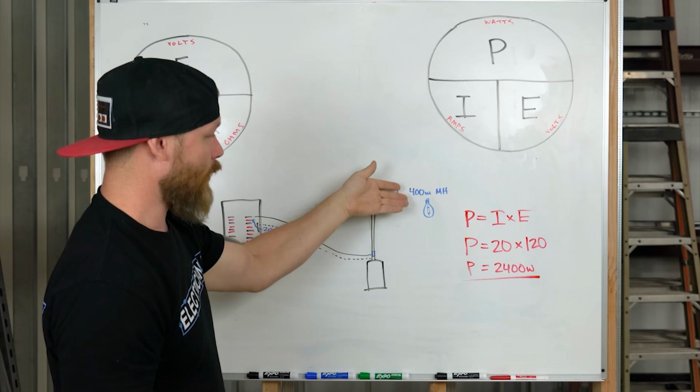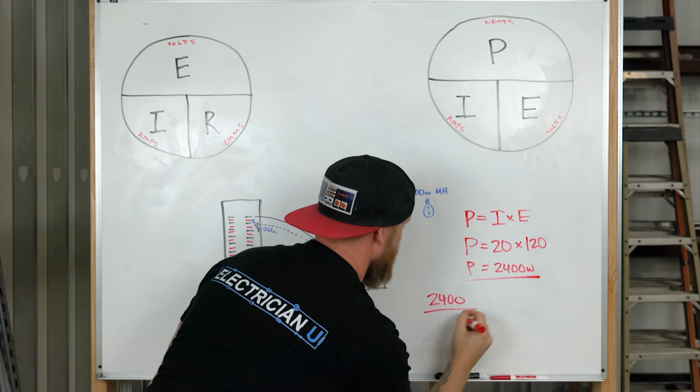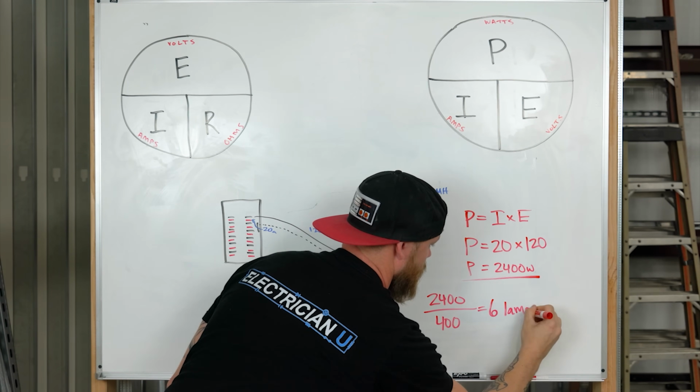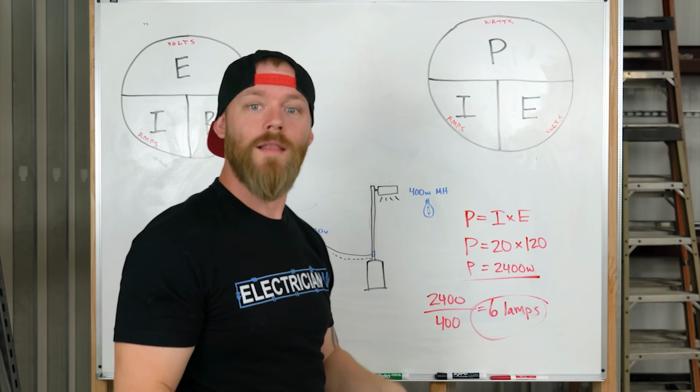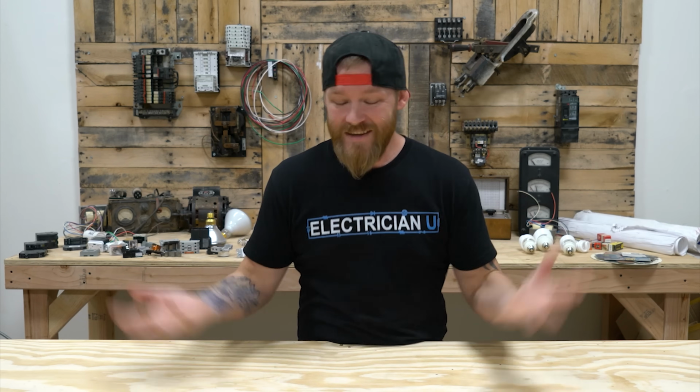If each lamp is 400 watts, then you do 2400 divided by 400 and you get 6. You could put 6 400 watt lights. So in code, with continuous loads, you never want to load up more than 80% of your circuit rating. So if you have a 20 amp circuit, you really only want to load it up to 16 amps. So it ends up being 4 lamps rather than 6. But you get the idea. I'm just trying to show you the math, really.